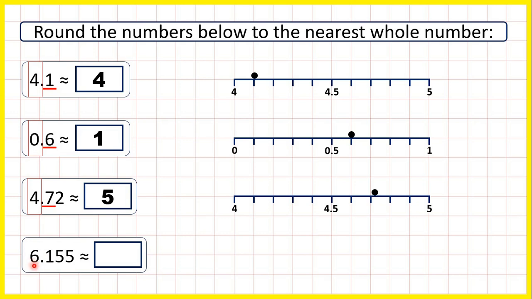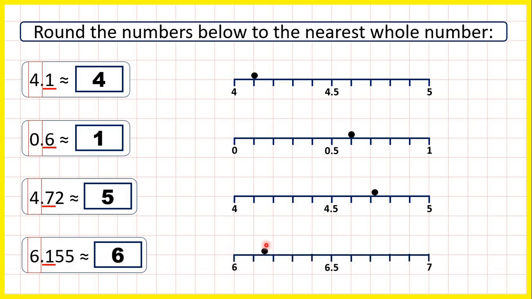Now we have 6.155. We've got 3 digits after the decimal point, but again, that doesn't matter. We just circle the whole number, so circle the ones digit, which is always the digit before the decimal point, and then we underline the tenths. We have a 1, so we're rounding down. That means the 6 stays the same, so 6.155 rounds to 6.